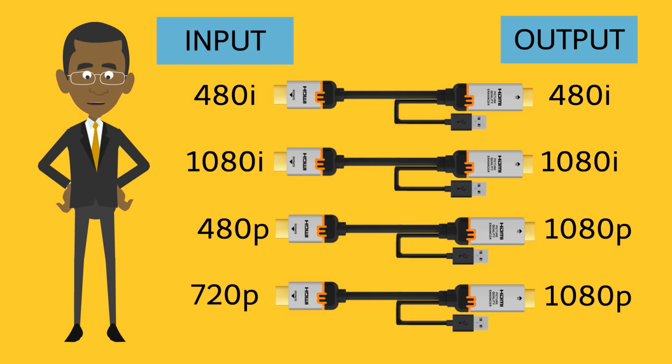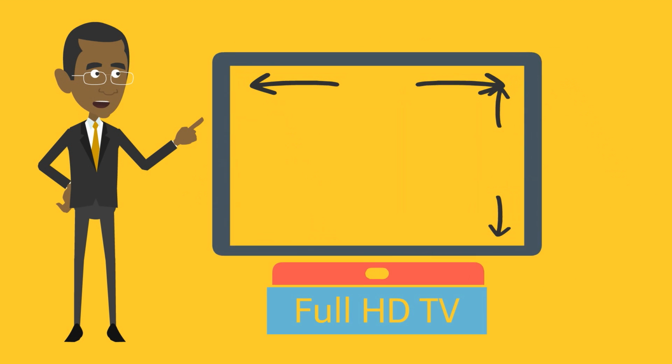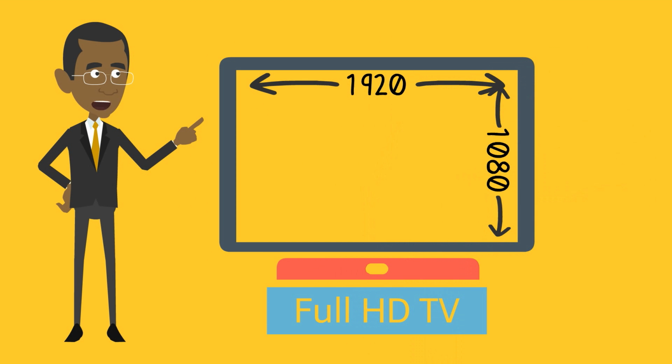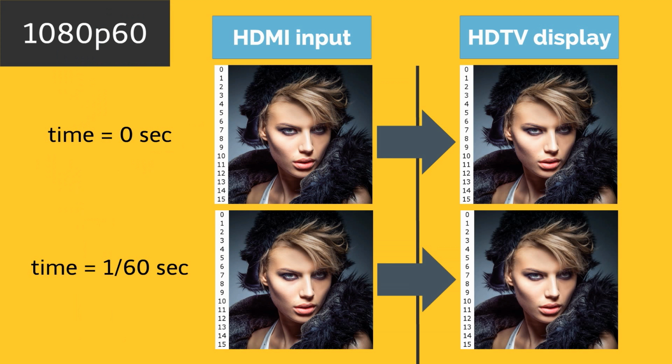Be aware that mCable does not modify interlaced signals, 480i and 1080i. They pass through as they would with a regular cable. Let's compare progressive to interlaced at HD resolution. A 60Hz Full HD TV must by definition display 1920 by 1080 pixels 60 times per second, no matter what the input is. Displaying 1080p 60 input on this TV is trivial. Every 1/60th of a second the TV receives 1920 by 1080 pixels and can display those same pixels directly.